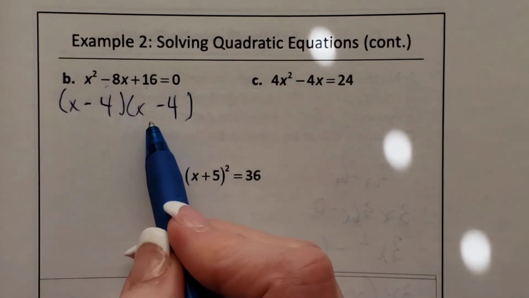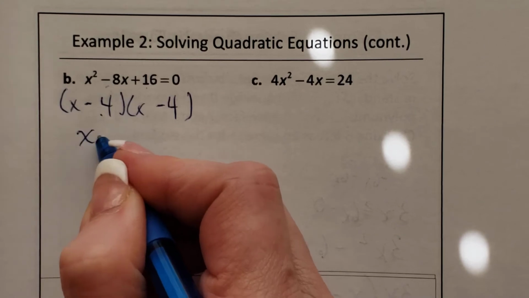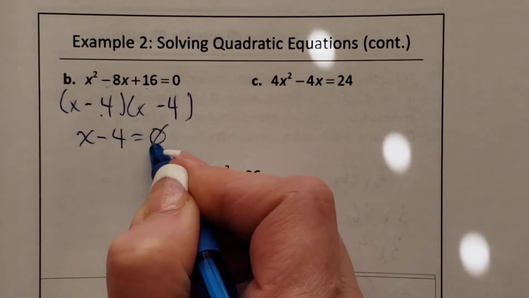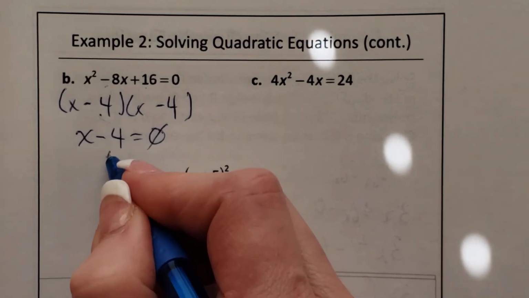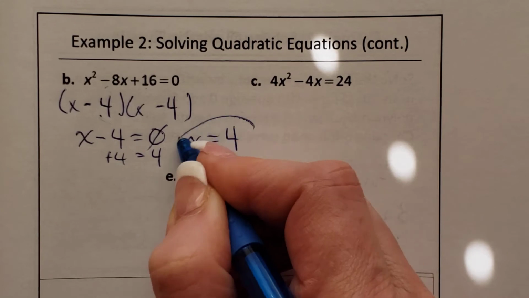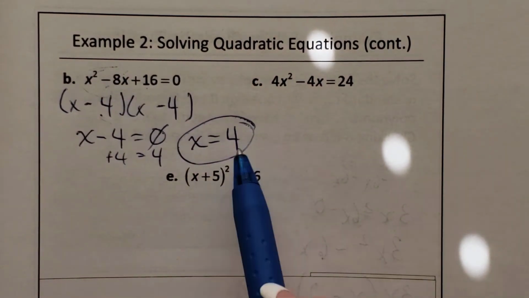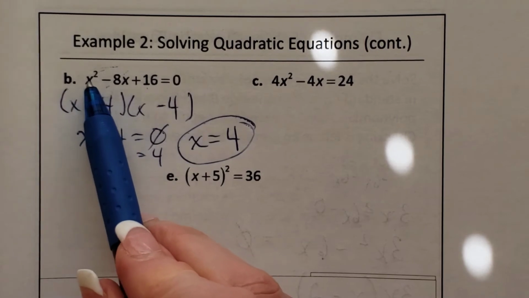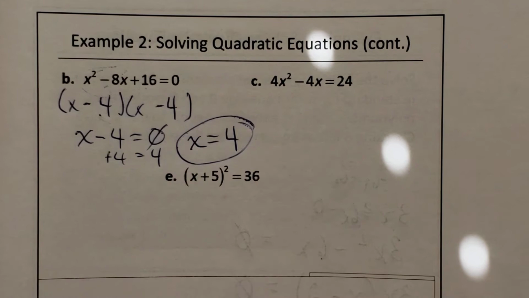So these happen to be the same, right? So I don't have to take both of them and set them equal to 0. I can just take one of them because they're equal to each other. So if x minus 4 equals 0, if I add 4 to both sides, that means x equals 4 to make this equation true. And if I plug 4 for x back into this whole equation, I'm going to get a true statement.